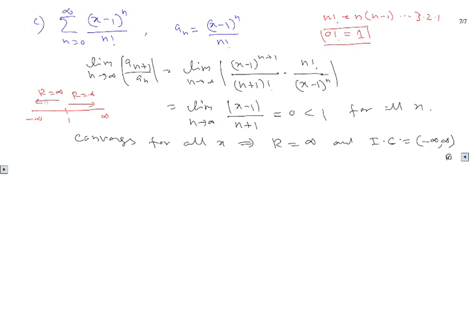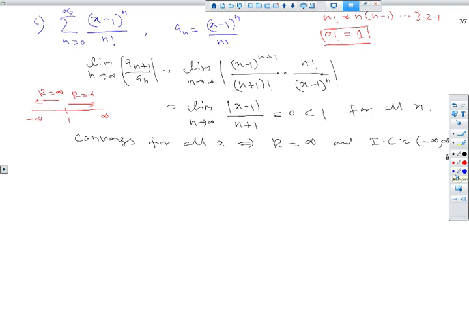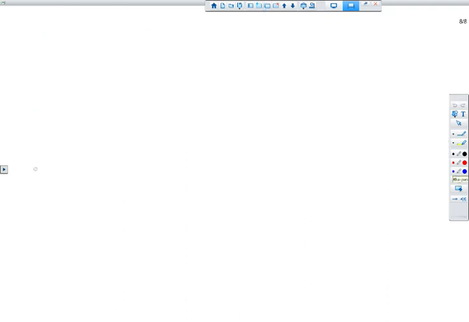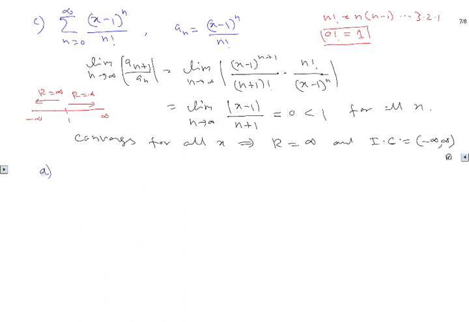So let's do one last problem. This is the last problem of this section. I'm going to call it D. So how about this one? Let's say sigma n going from 0 to infinity, n times (x plus 3) to the n, over 2 to the n plus 1, something like that. As before, the term is n (x plus 3) to the n over 2 to the n plus 1.